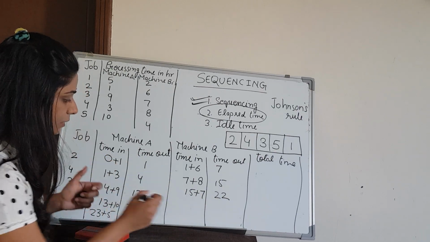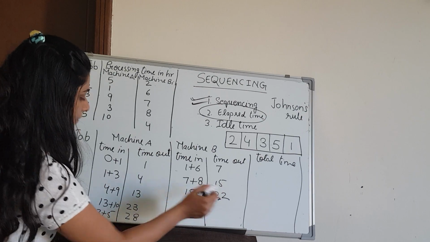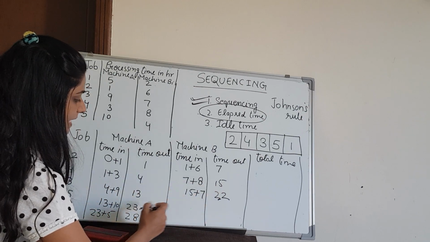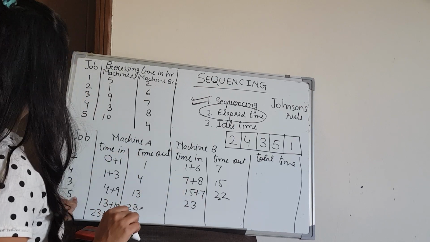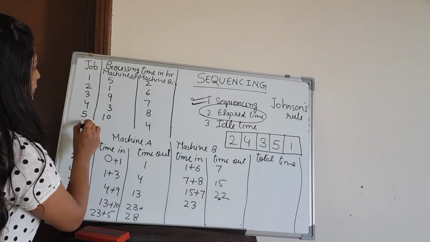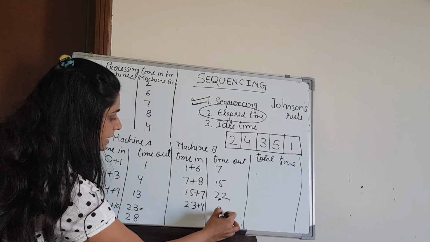So here we will write the maximum time of both of them. So 22 here and 23 here. So we will take this time, maximum time 23. Now fifth job machine B. Fifth job machine B is 4. 23 plus 4 is 27.